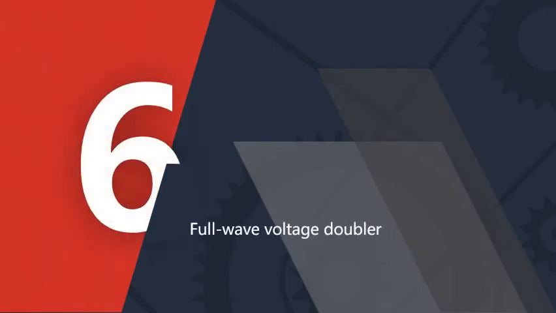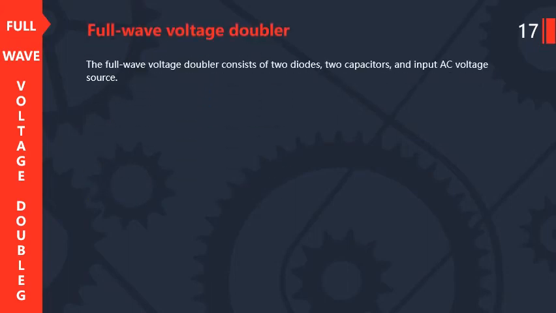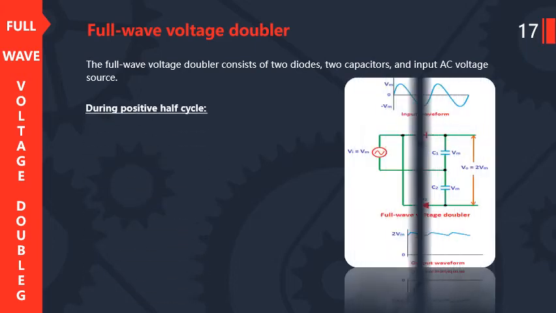The next topic is full wave voltage doubler circuit. The full wave voltage doubler consists of two diodes, two capacitors, and input AC voltage source. So this is the diagram for full wave voltage doubler circuit.